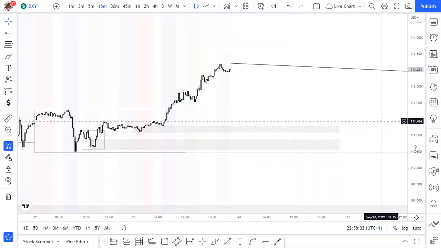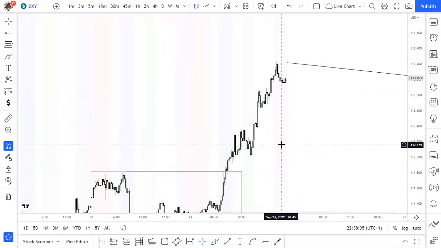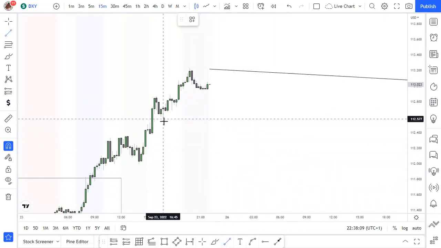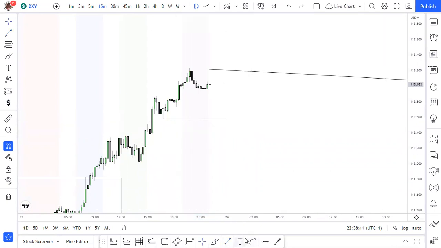So here on the 15-minute time frame, we have this to be our last lower high on the 15-minute time frame. So we want to see price break this low.